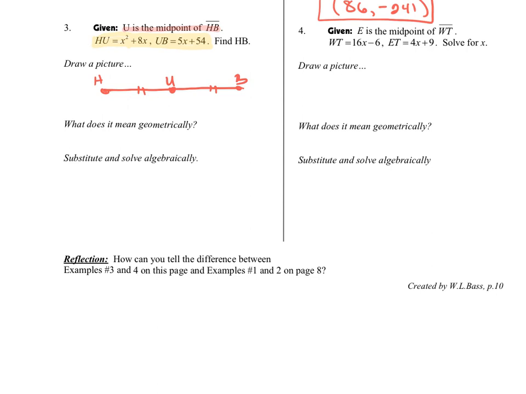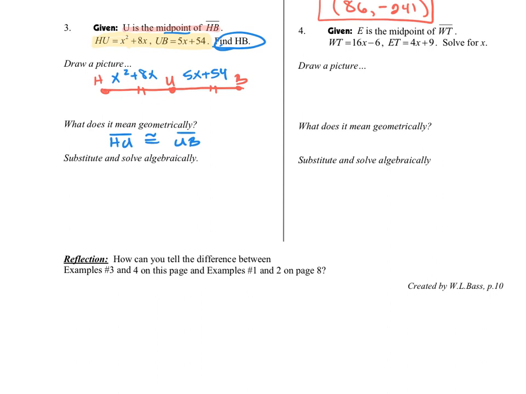So it tells me that HU is x squared plus 8x. UB is 5x plus 54. And ultimately, I need to find the length of HB, so the length of the whole segment when I'm all done. What does this mean geometrically? I've already labeled it in the picture. We know that HU is going to be congruent to UB because we were told it was a midpoint, and the definition of midpoint says it gets congruent segments.